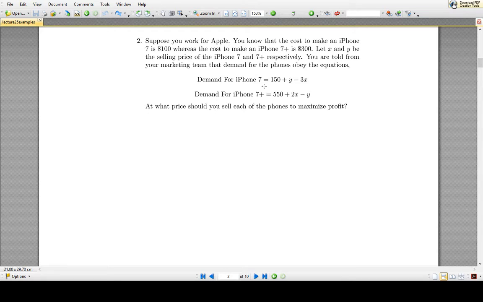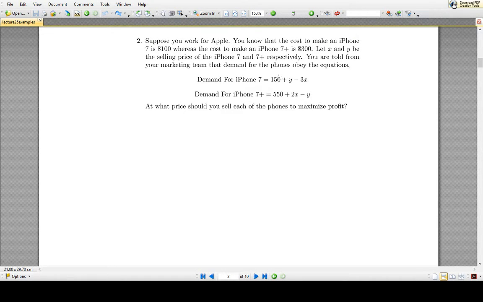Same kind of thing, only in reverse for the demand for 7 Plus. Notice here that if we increase the price of iPhone 7, which is X, you'll see that the demand for 7 Plus goes up because the price of the iPhone 7 is going up. Whereas if you increase Y, so you increase the price for iPhone 7 Plus, that will lower the demand for 7 Plus because the price is going up.